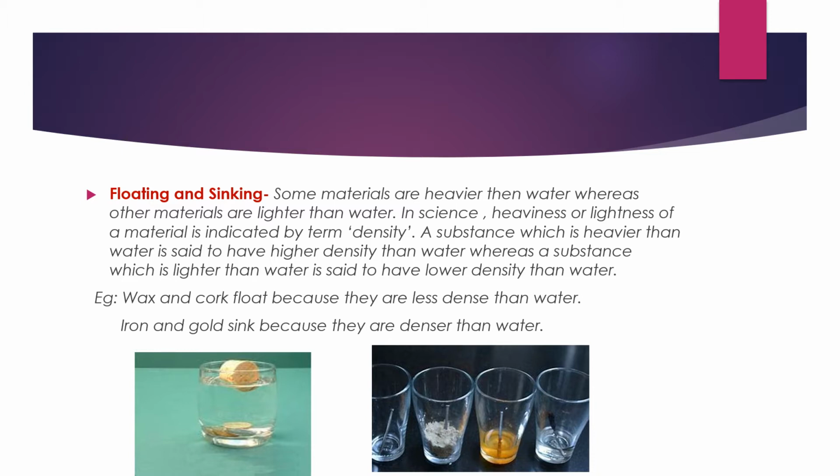The next example is iron and gold. They sink because they are denser than water. When you drop a piece of iron or a piece of gold in water, what happens? They sink down. Why? Because they are denser than water. This is also one of the properties which helps in sorting materials into groups.